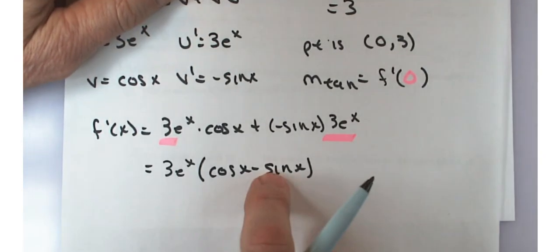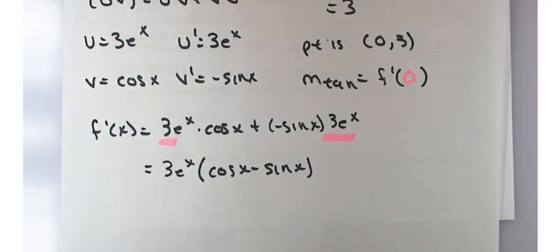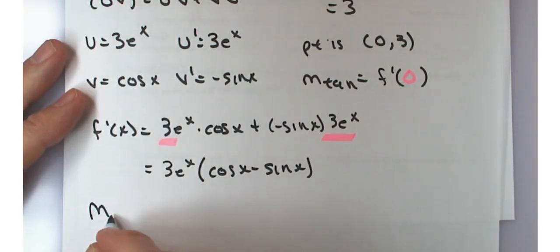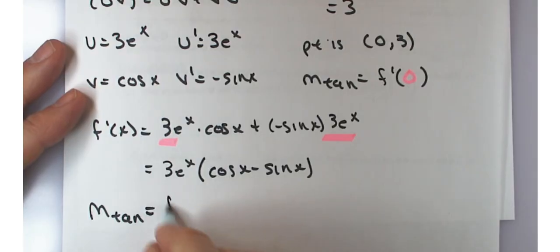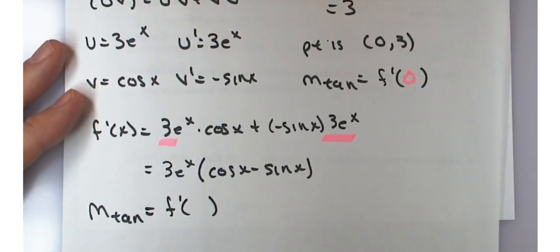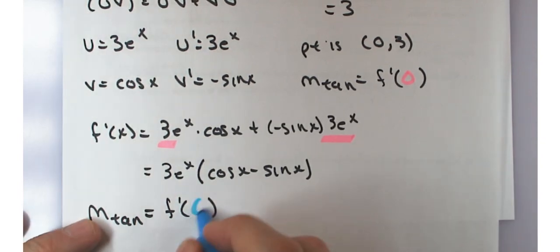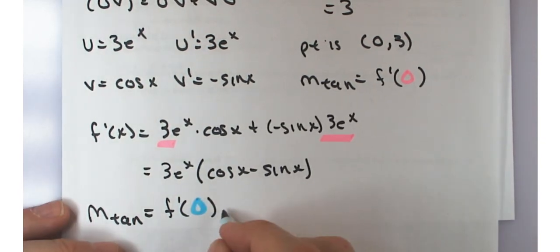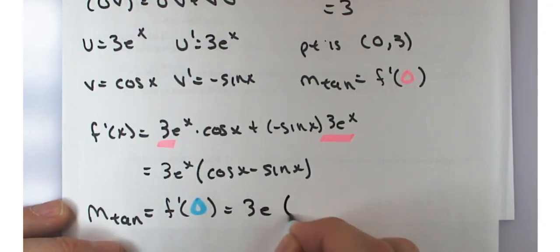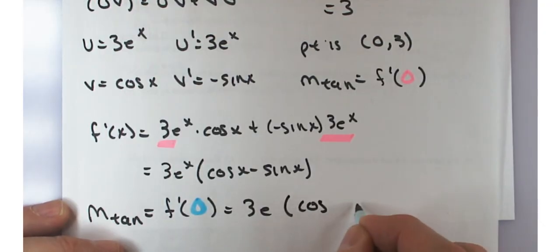Now remind me, why did I go through all this effort to get the derivative here? What good does that do me? Rebecca? Yeah, find the slope of the tangent line. So I'll call this m sub tangent. Just remind you, we're finding the slope of the tangent line is going to be f prime at 0. So we're going to plug in a nice big 0 here into our derivative function. 3e to the 0, cosine of 0 minus sine of 0.